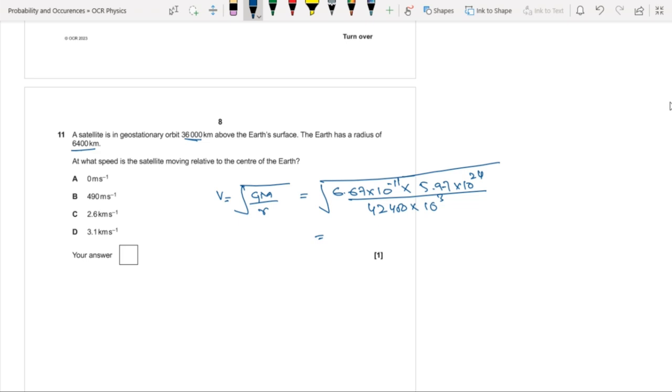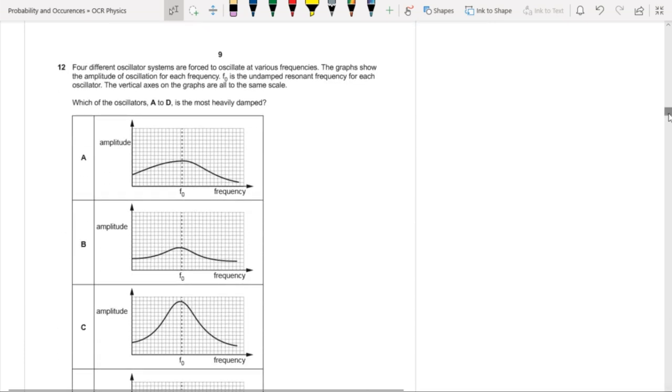The answer comes out to be 3.1 multiplied by 10 to the power 3 meters per second, to two significant figures. So that's option number D. Moving on to question number 12.